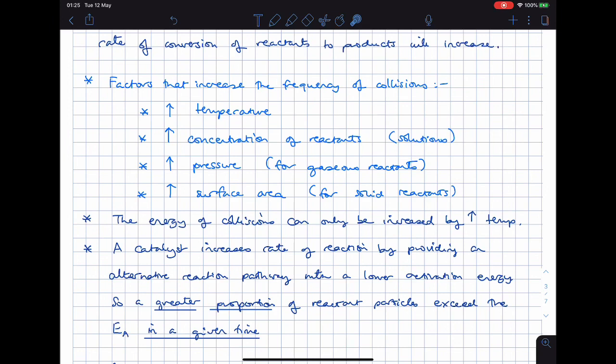And the way a catalyst will work is it lowers the activation energy by providing an alternative reaction pathway for the reaction to occur. You must get the wording right in the exam to get all the marks. So a catalyst increases the rate of reaction by providing an alternative reaction pathway with lower activation energy. So therefore, you get a greater proportion of reactants that exceed the activation energy in a given time. And I will illustrate this when we talk about the Boltzmann distribution curves later on in the topic.